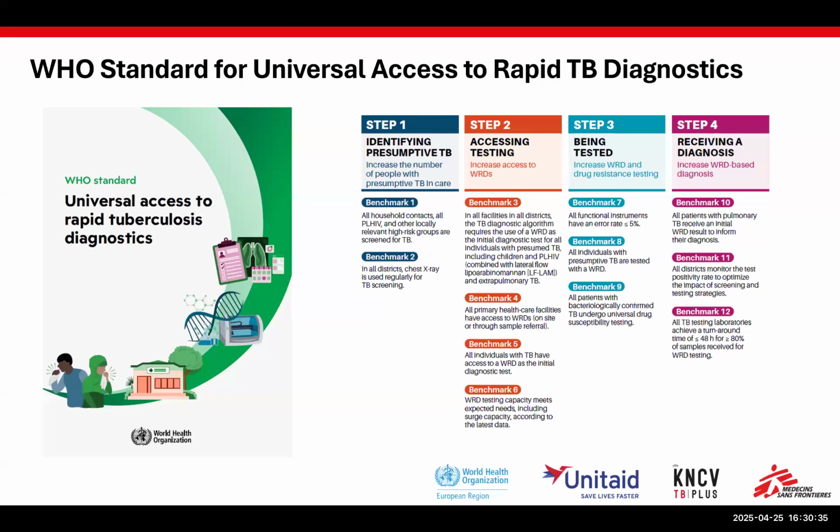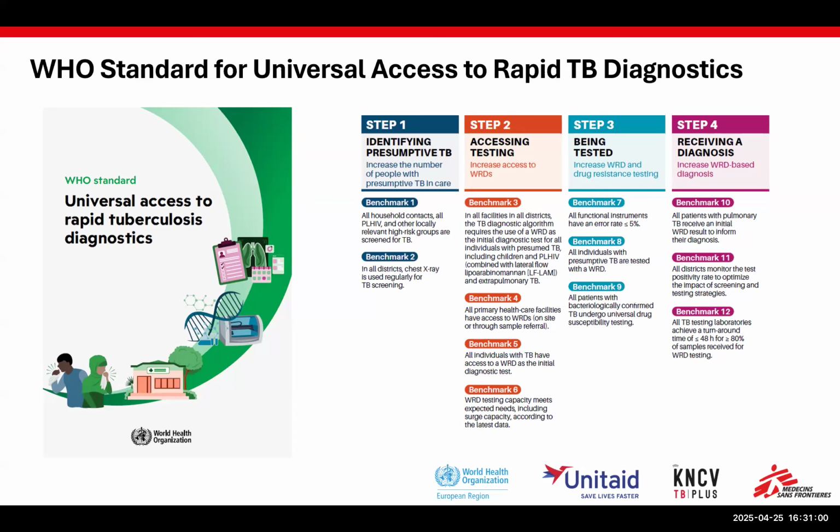For step 2, we have 4 benchmarks, 3 through 6. These are the ones shown in orange. In all facilities and all districts, the TB diagnostic algorithm requires the use of a WHO recommended diagnostic as the initial test for all individuals with presumed TB, including children and PLHIV. And we're going to hear more about those populations in our new policy guidance later today.